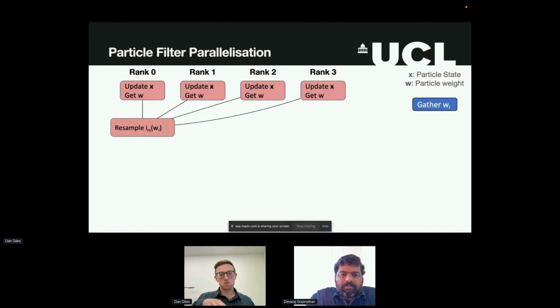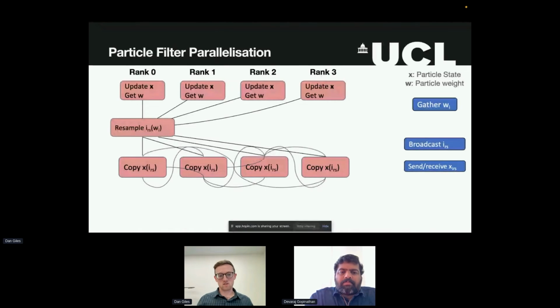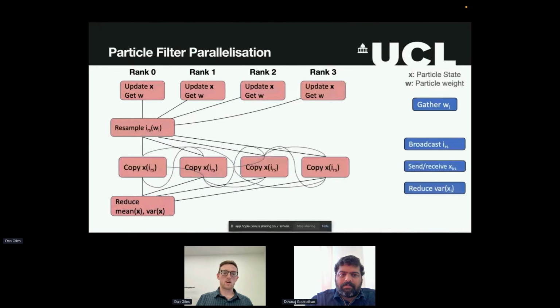We then resample these weights. As I stated earlier, we're going to keep the good particles, the higher weighted particles, and get rid of the bad particles, the lower weighted particles. And then we're going to broadcast these back out to the various ranks. We then have to copy and receive the state vectors associated with the particle indices that we're going to keep. And when we want to calculate the statistics, like the mean and variance, we're going to have to reduce it back to the master rank as well. That gives you an idea of the parallelization that's implemented in the framework.